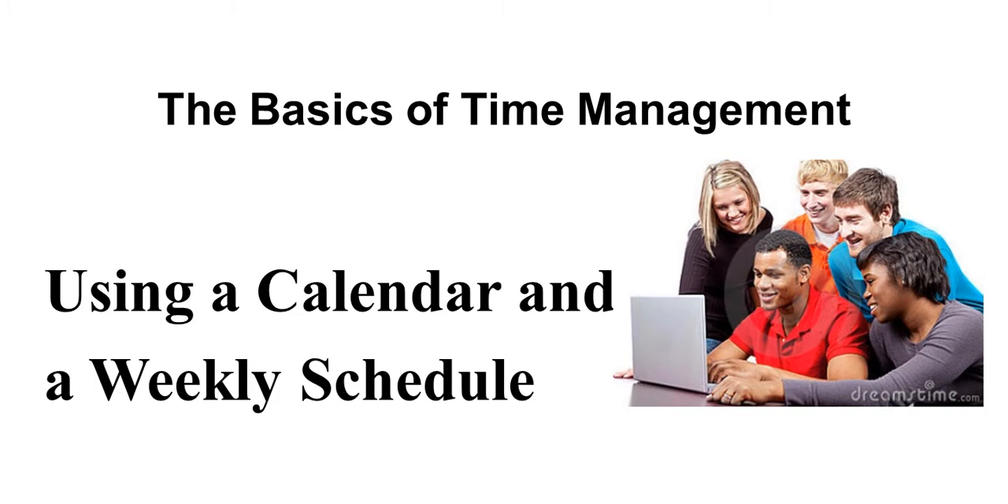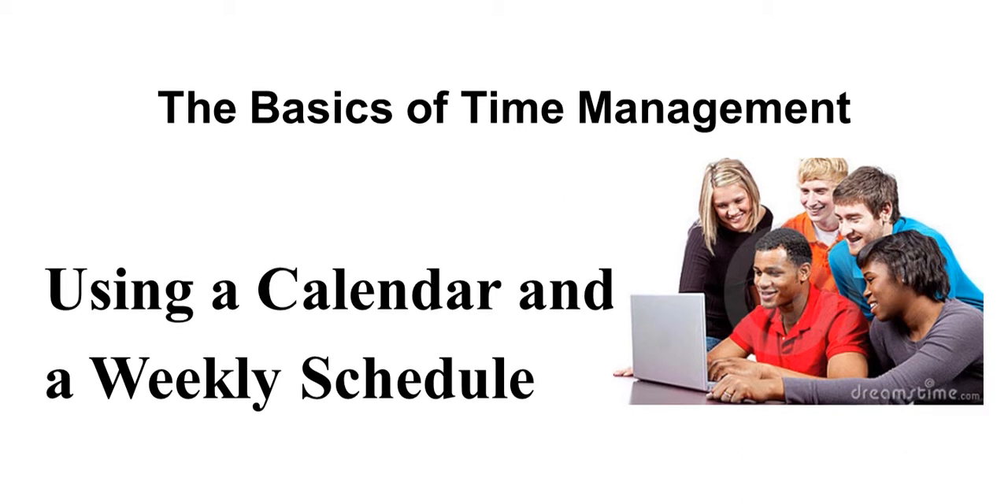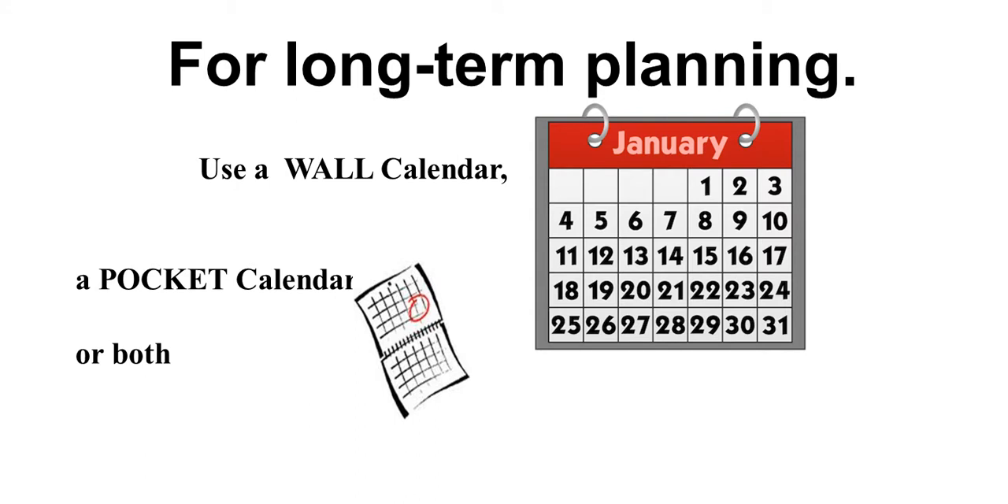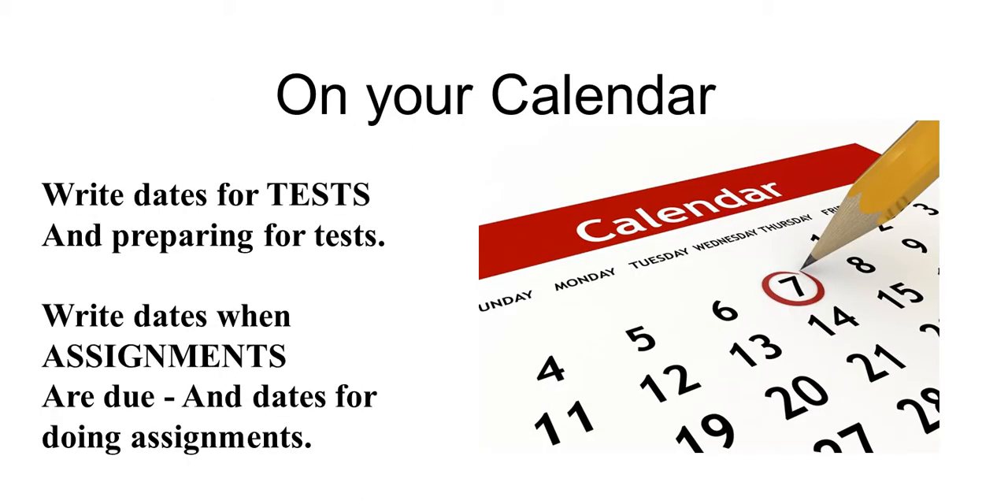In this video, we start with the basics, using a calendar and a weekly schedule to organize time. You can use a large wall calendar or a pocket calendar, and some people like to use both. On your calendar, write the dates you need to remember. Write the dates when you have tests, dates when assignments are due, even dates for parties, doctor appointments, birthdays, and so on. Then you want to add dates for preparation.